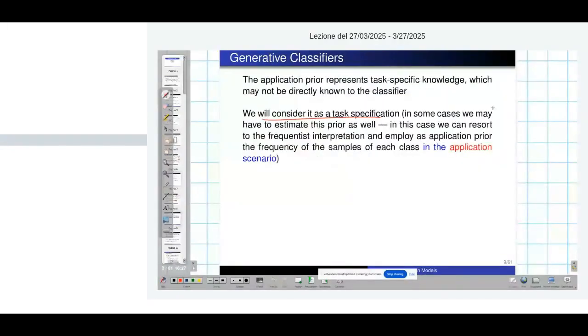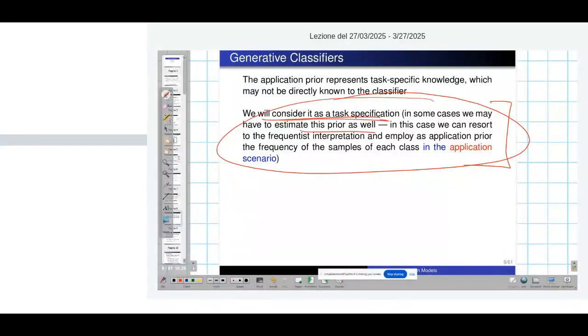Now, on some occasions, we may be asked to also figure out what are good prior probabilities for a specific task, because the customer, whoever buys our product, says, I don't know, but I know that this data reflects the prior probability of the class. Then in that case, I can try to estimate it from the training set. But typically, we take this as a specification that is given, and we want our model to be independent of that, or to be able to adapt to different priors if we change our prior specification.